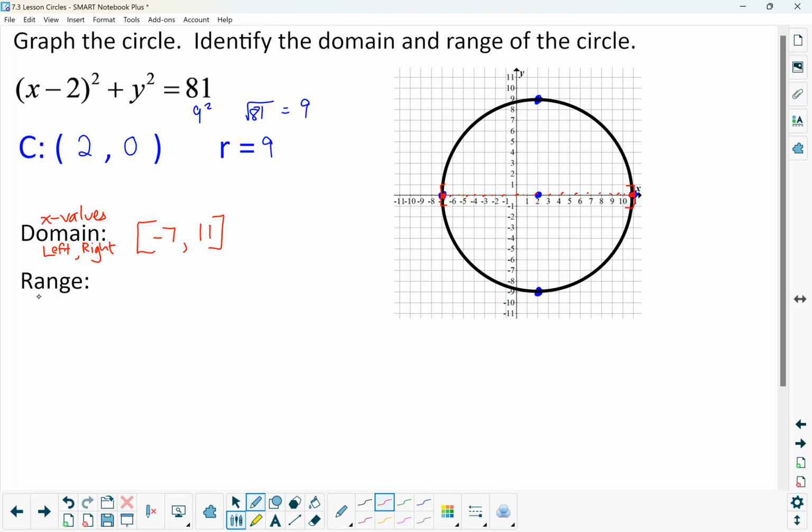For the range, that is the y values. Remember that we always want to report our range from the lowest to the highest values. For this circle, the lowest value was that -9. I'm going to include that because we marked that as part of our circle. The range covers all the way up to 9. Again, I'm going to use a bracket on that because that is a point on the circle, so we do want to include it. So our range is from -9 up to 9, including both.